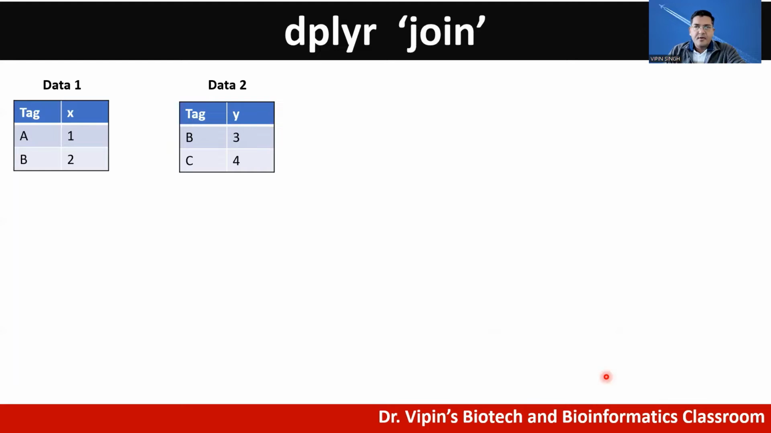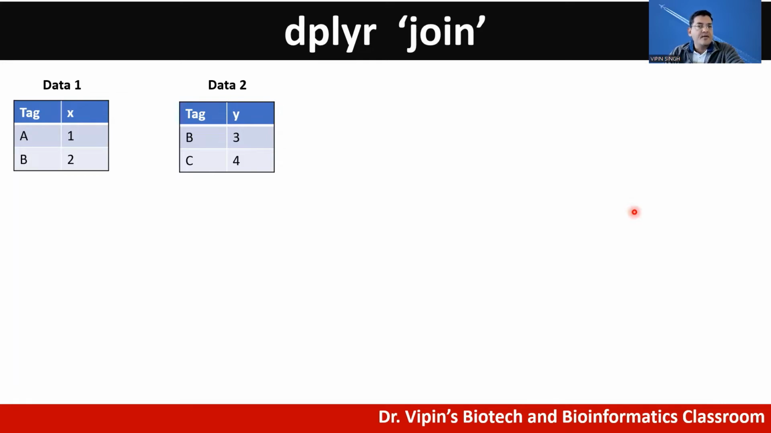So as I said, join basically is to join two data frames together. So you must have two data frames in hand to use join. So here in this case, I show you two data frames. The first data frame is named data1. The second data frame is named data2, right? And in data1, again, you have a header tag, and then you have the values in X. So the tag has A and B, and the values in X are 1 and 2. Likewise, in data2, you have a tag B and C, and the values for tag B and C are 3 and 4.